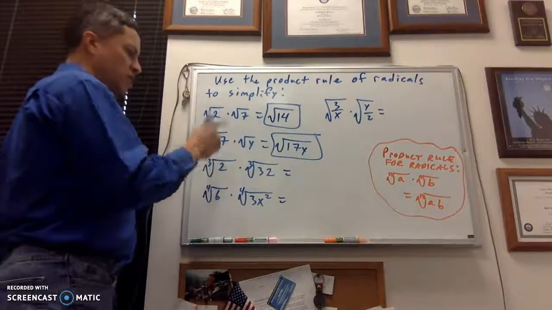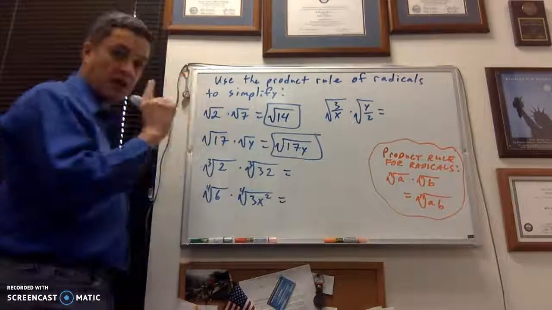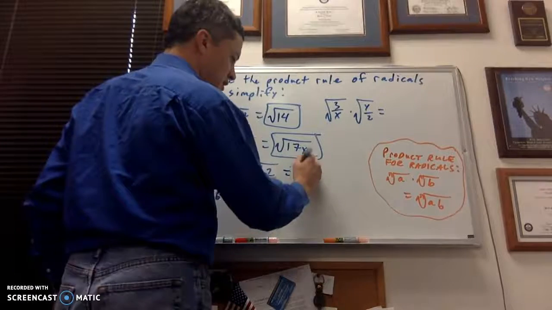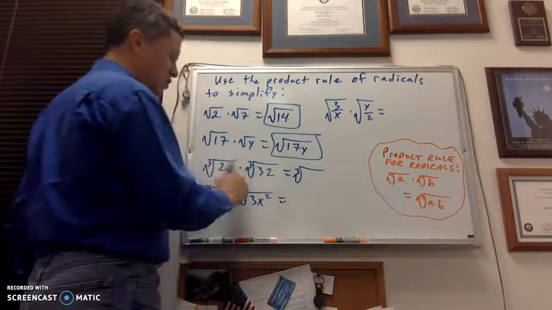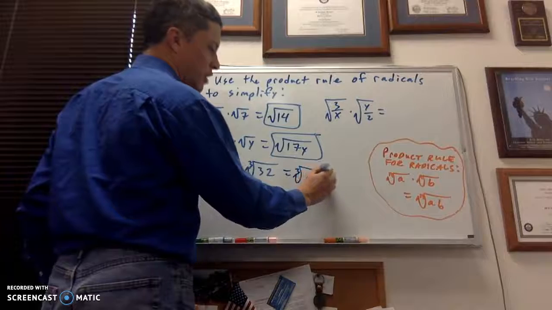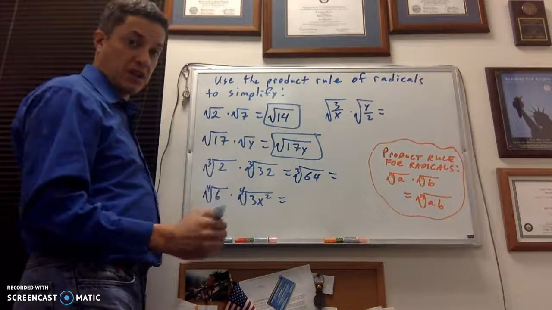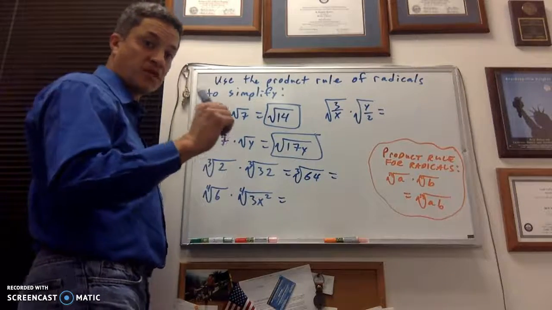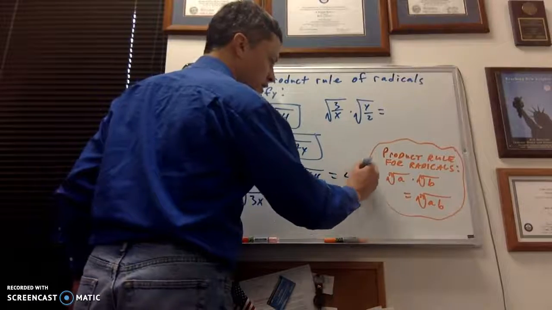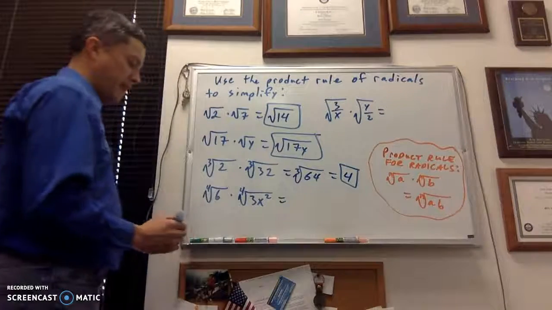The cubed root of 2 times the cubed root of 32, now be careful, there's an extra step on this one. It's going to be the cubed root of 2 times 32 is 64. Now 64 is a perfect cube. 4 times 4 times 4 is 64, so your answer here is 4.